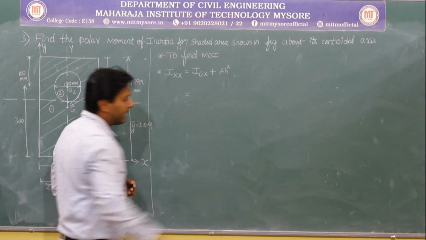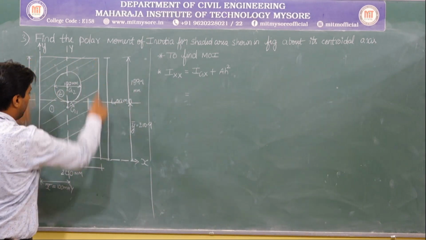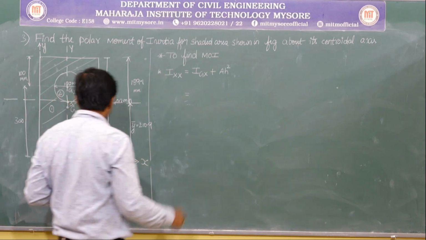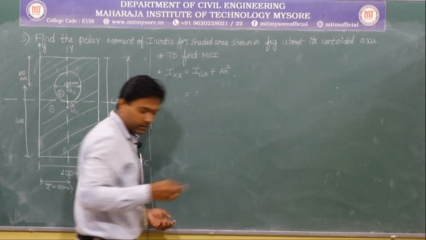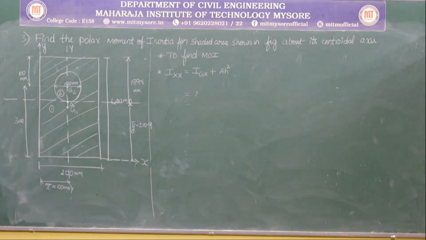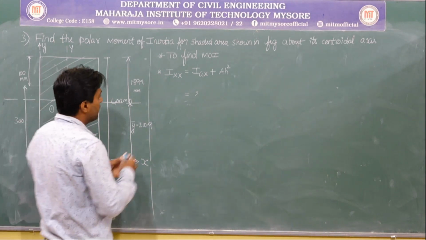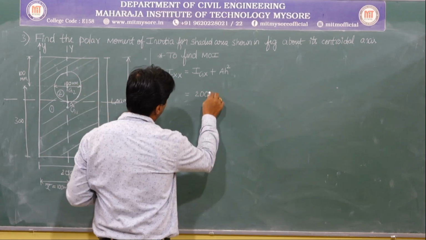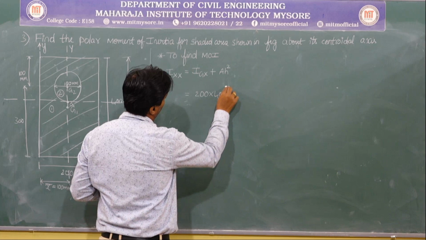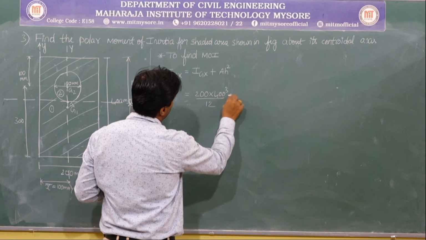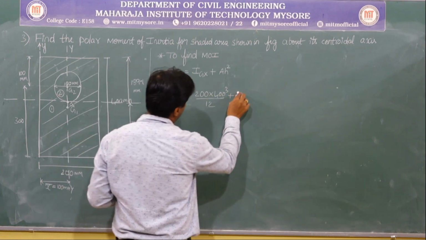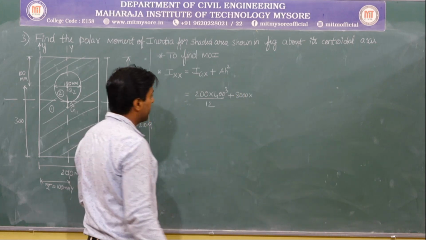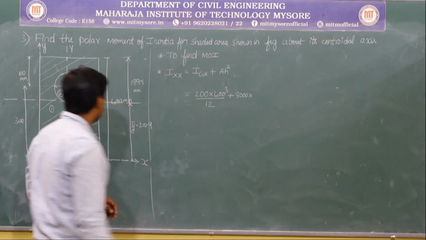So now the first diagram is a rectangle. So it is B D cube by 12. B is 200. Sorry, B is 200, and D is 400. So 400 cube by 12 plus area, which I know is 80,000, into h square. What is that h square?